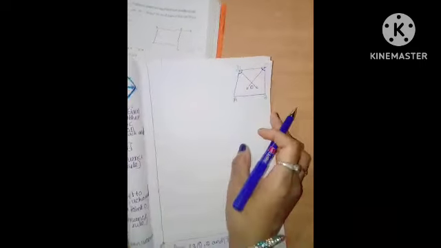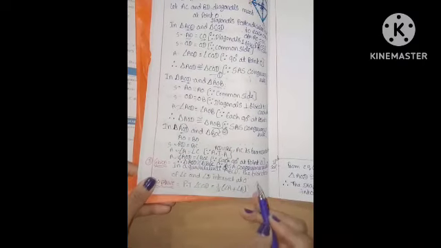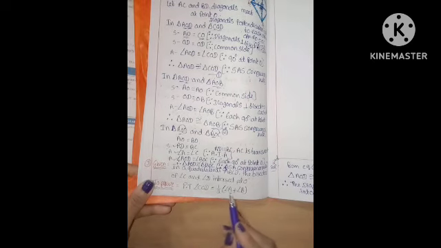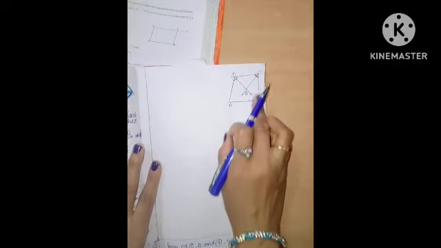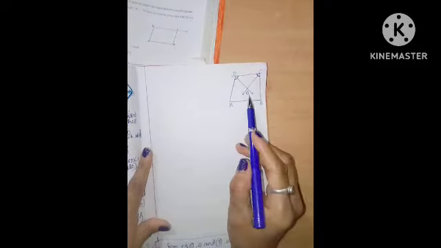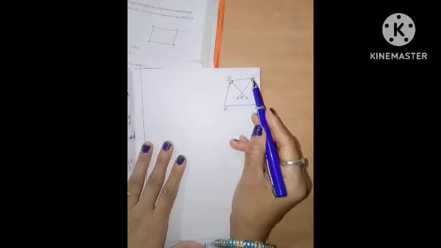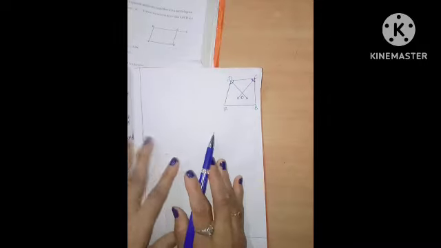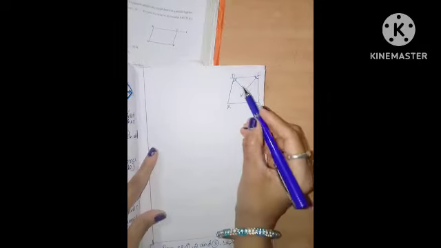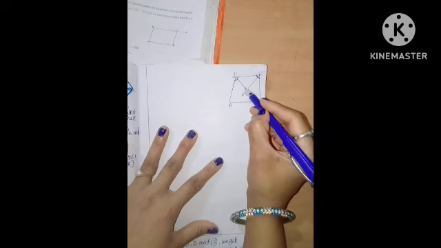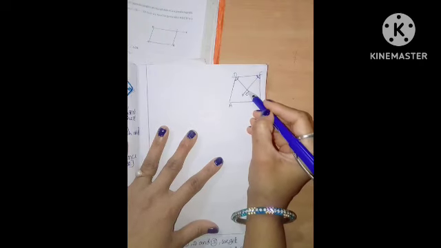First, the diagram and given data: how to write it in our problem. In quadrilateral ABCD, the bisectors of angle C and angle D intersect at O, and we have to prove this. How to prove this? First draw the figure. ABCD is a quadrilateral. Draw it here. The quadrilateral name is ABCD. And next, the bisectors of C and D. These 2 intersect at point O.